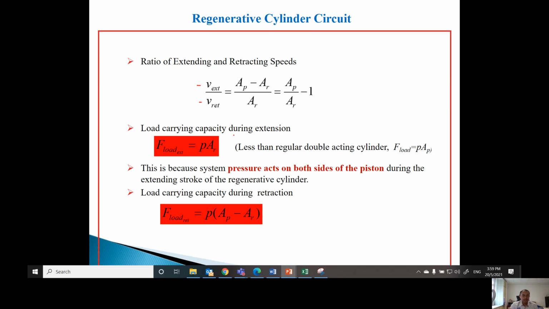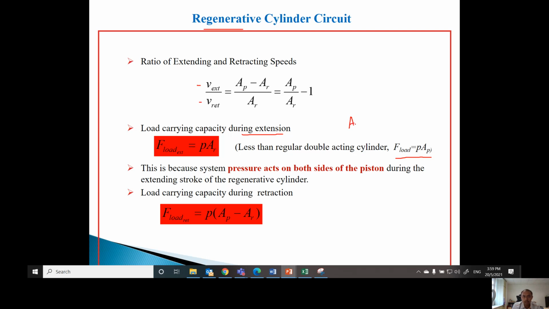Okay. And then in terms of the force or the load carrying capacity during extension, we can calculate by using the formula of P times AR. Take note that this is again different from the conventional one, where for the load during extension, you multiply with AP, the piston area. But for the regenerative circuit, you have to multiply pressure with the rod area.